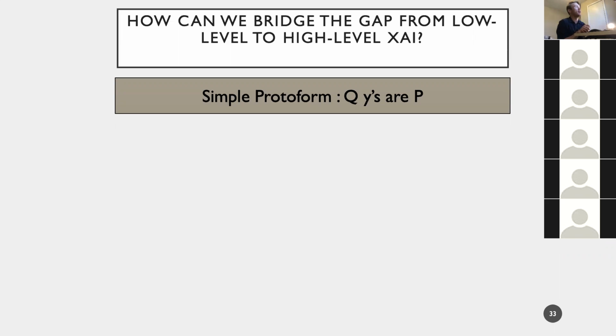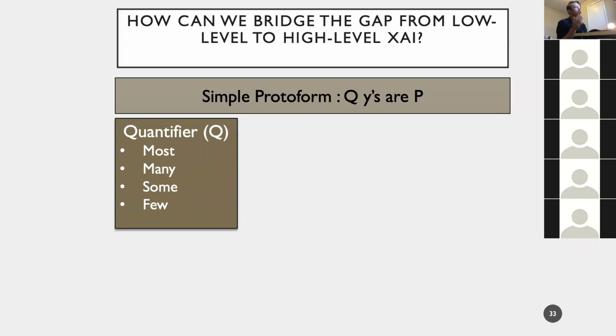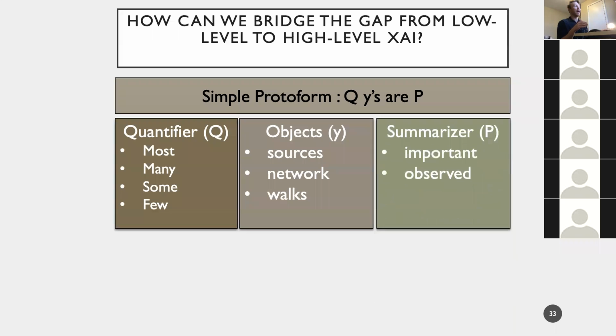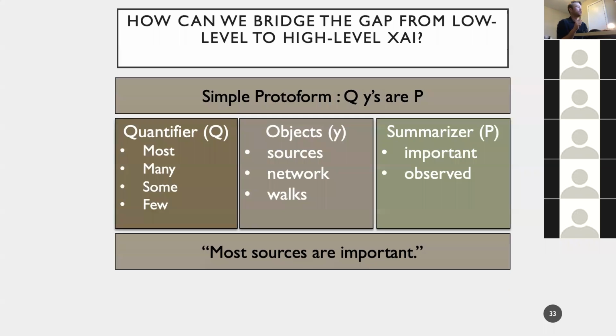And so the simple protoform is going to be of the form Q Y's R P, where Q is going to be our quantifier, and so most, many, some, or few. Y is going to be our object. In this case, it's going to be the sources, the network, or the walks, and the summarizer, important, observed. So most sources are important. Few sources are important. Few walks are observed. And so you can kind of see how this would translate our statistic up to a higher level that really anybody can understand.